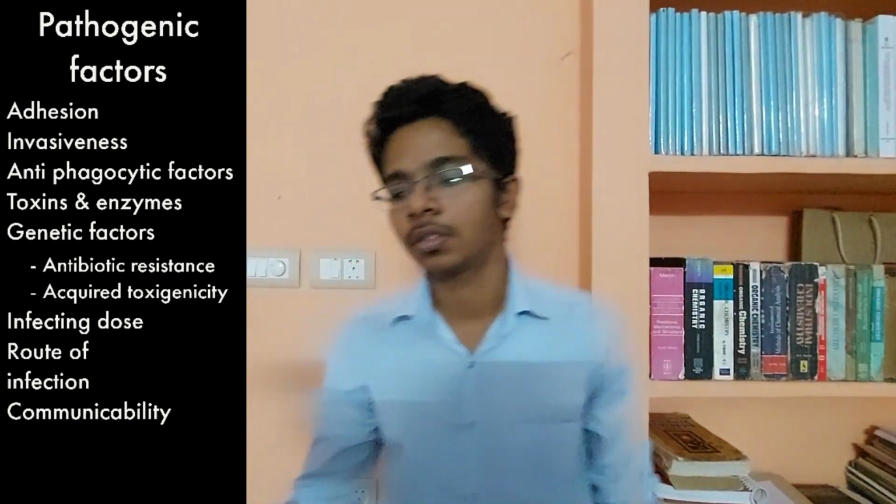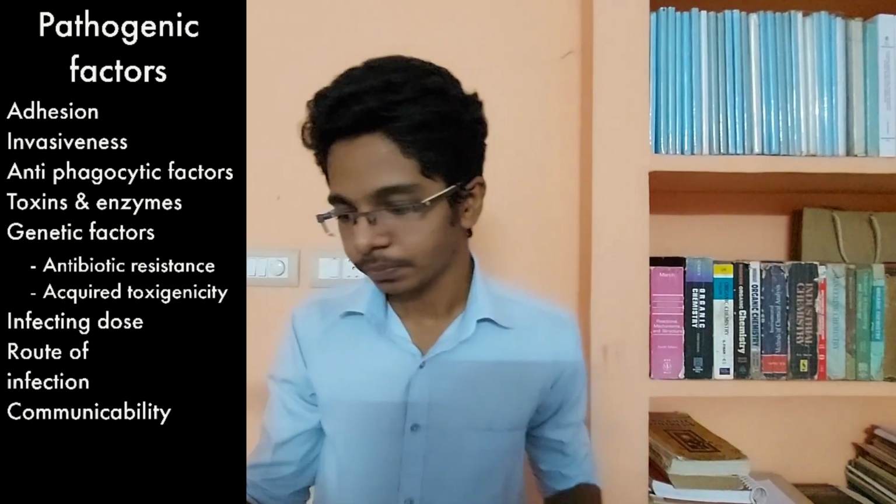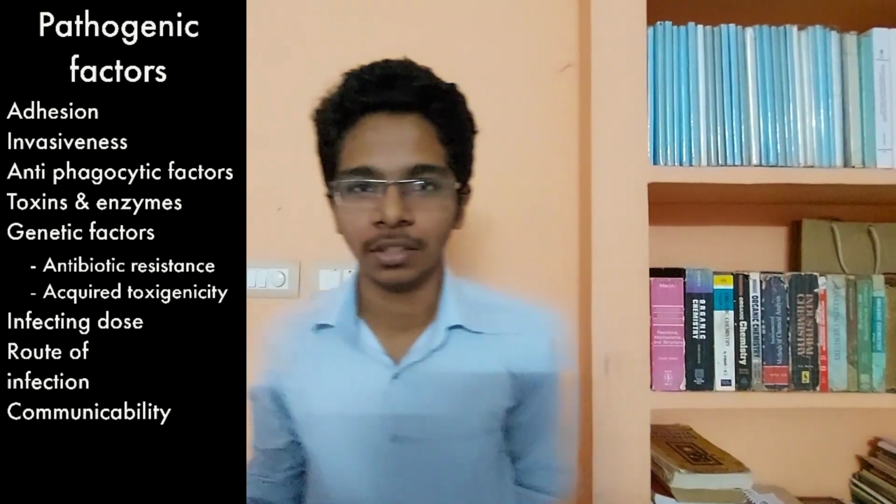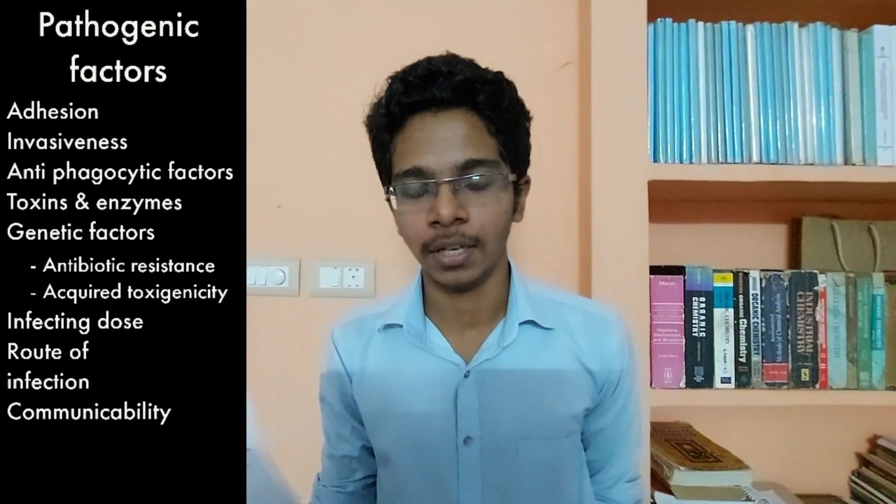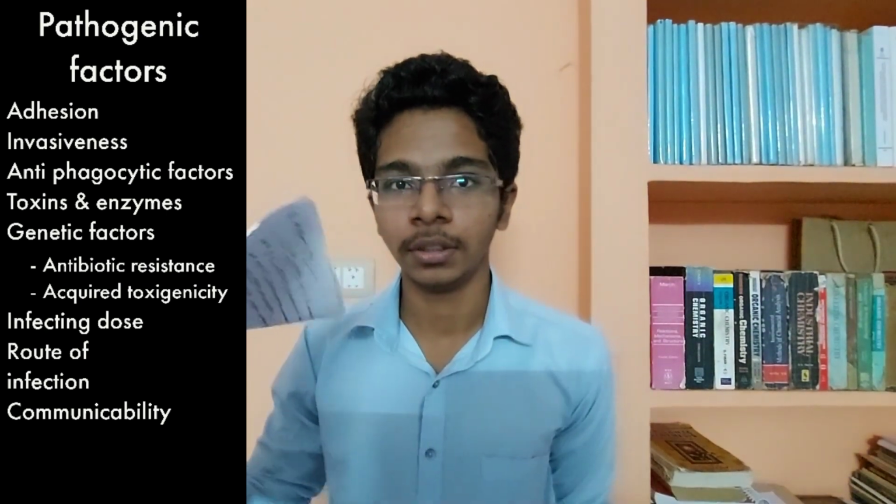Toxins, endotoxins, exotoxins, they all are products of the bacteria. Enzymes are also products of the bacteria. Exotoxins are of several types. They are mainly produced by the gram-positive bacteria. There are neurotoxin, enterotoxin, pyrogenic toxin, and other miscellaneous toxins. They will cause damage to specific tissues.